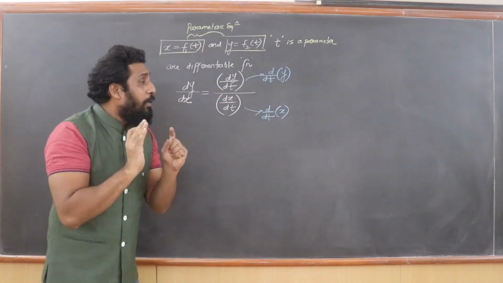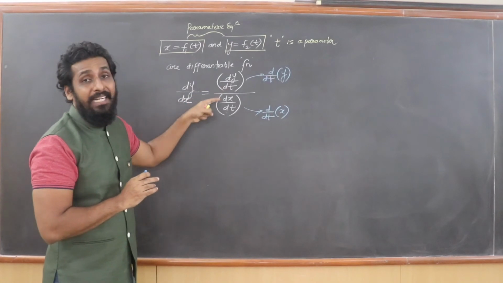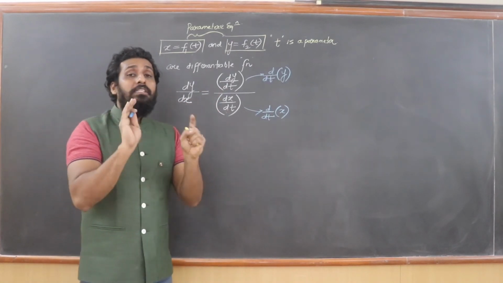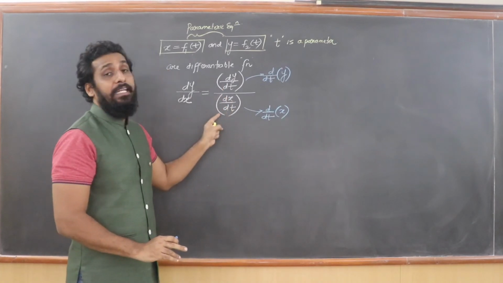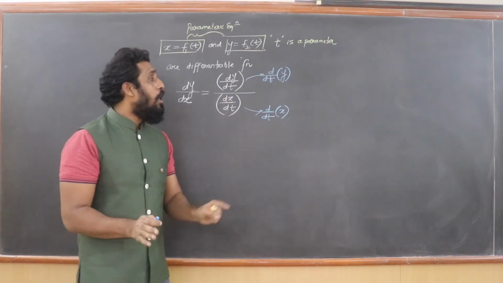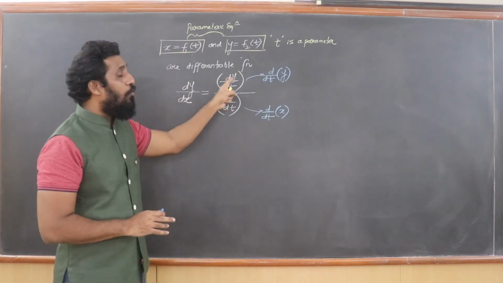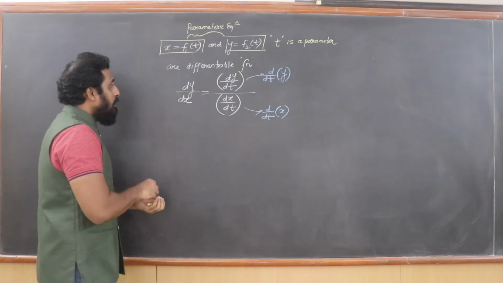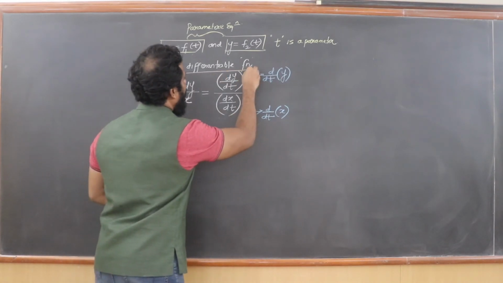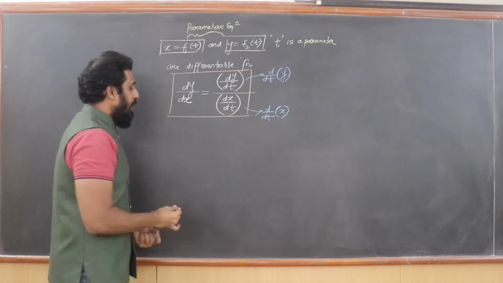So do not be under the impression that I have divided the numerator and denominator by dt. That concept is absolutely wrong. Your mind should not think that dt and dt can be cancelled from here. So dy by dt and dx by dt are derivatives of y and x with respect to t. So this is how we get parametric differentiation. Are you getting it? So let's take a simple example.